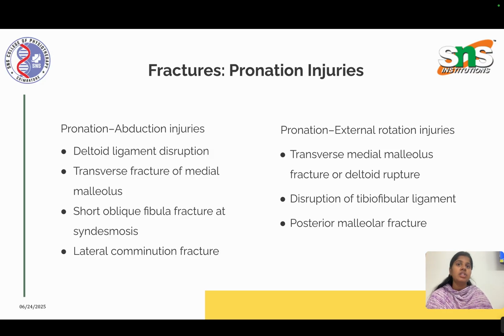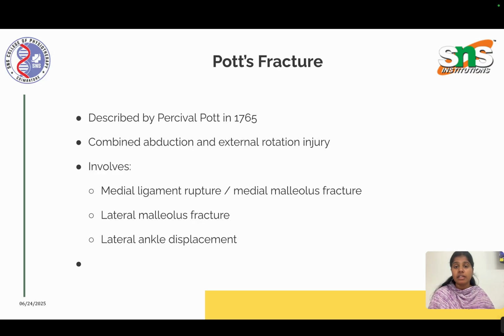And coming to the pronation external rotation injuries, it may break the inner side, that is the medial malleolus, and damages the ligaments that hold the tibia and fibula together. It may also cause a posterior malleolus fracture, that is the back of the ankle.